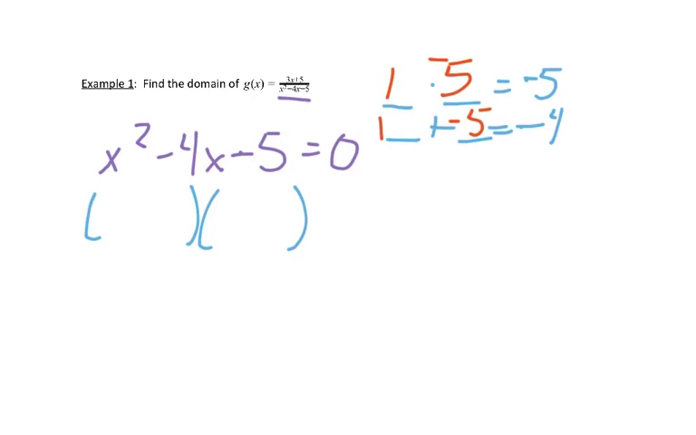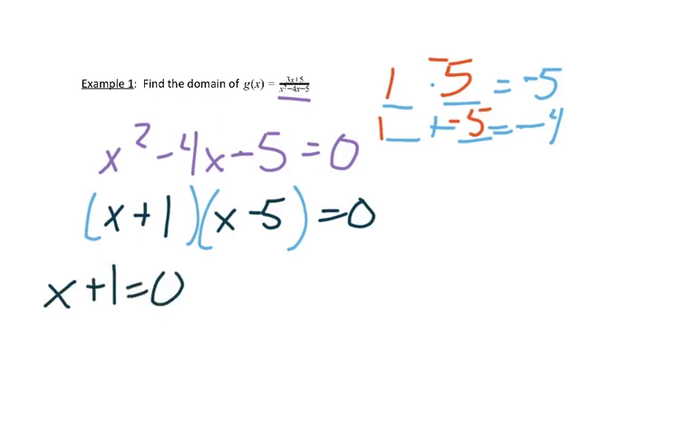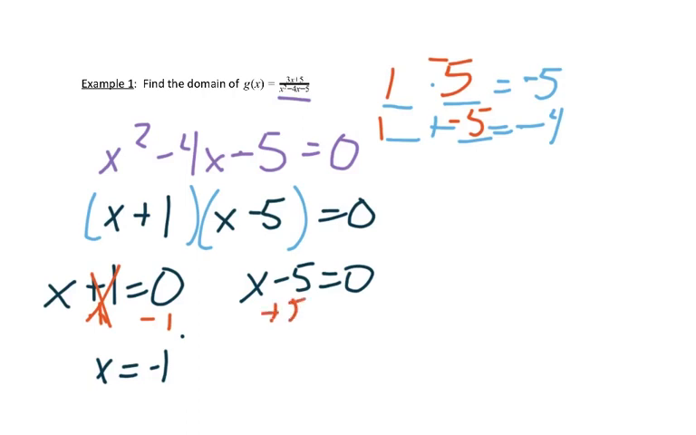So when I factor it, I would get x plus 1 and x minus 5 equals 0. So I split that apart into two pieces. X plus 1 equals 0, x minus 5 equals 0. Now subtract 1 from both sides. X equals negative 1. And then over here I'll add 5 to both sides. And x equals 5. So now let's talk about what we do with that, because remember we're finding domain, not solving for it.